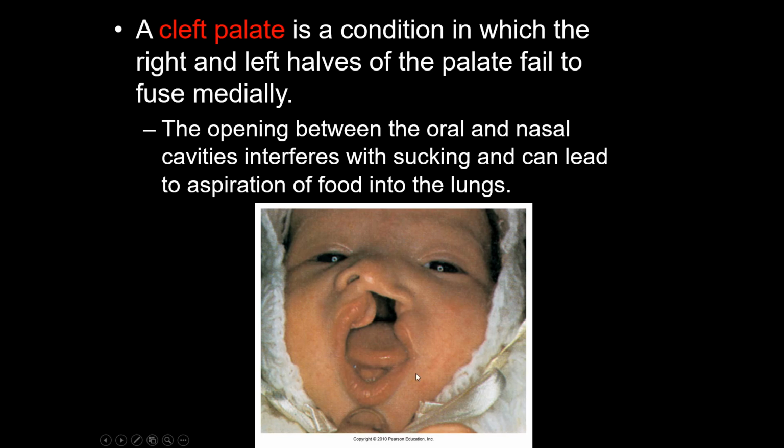You don't see many people in the United States with this because we have surgery to fix this, but if you go to other countries where surgery is not as readily available, you can still find a lot of people who have cleft palate. That should get you through chapter 7.